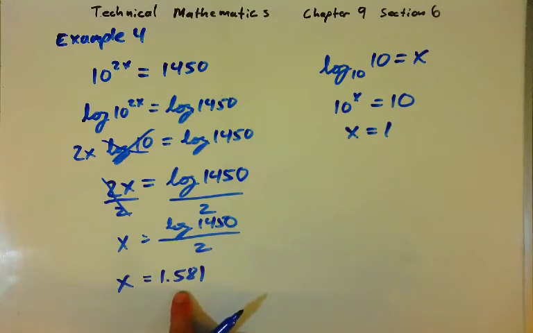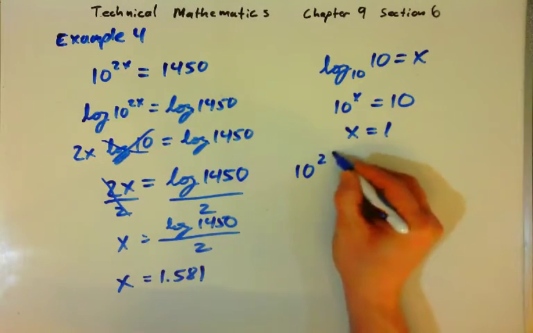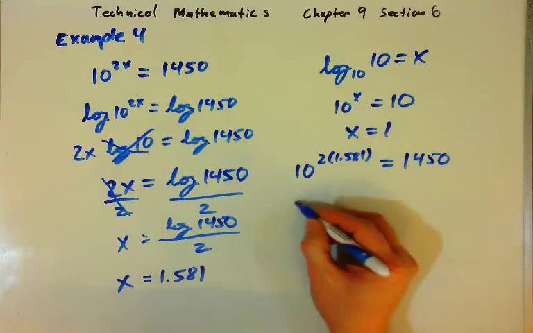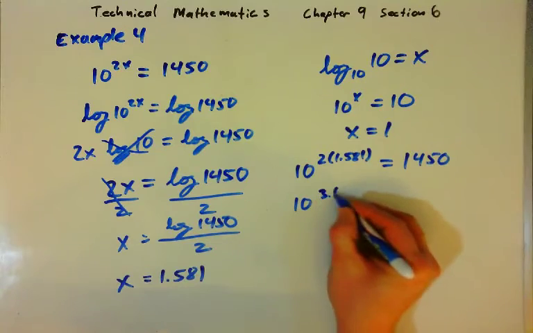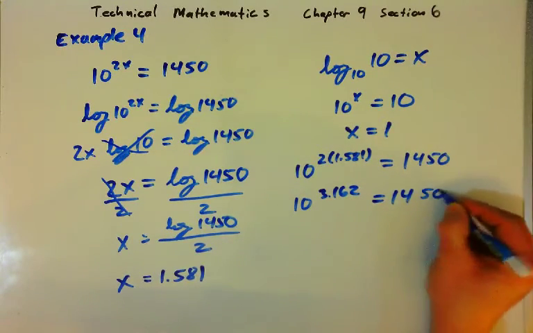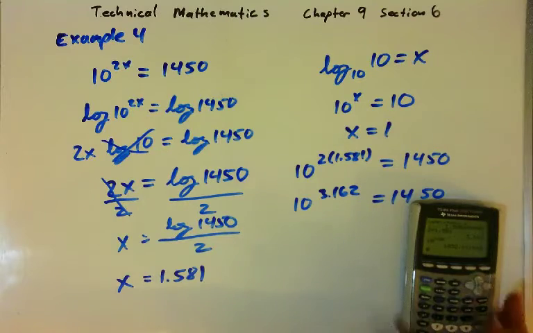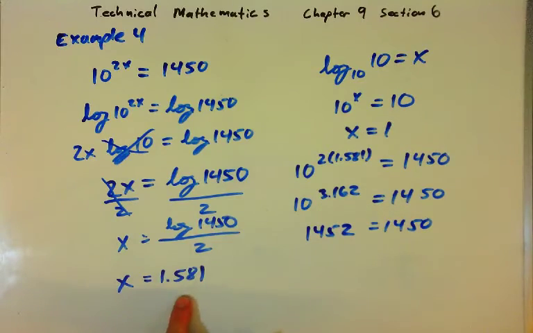1.581. And again, it wouldn't hurt for us to check our answer. So we'll plug in 1.581 back in for x. We have 10 to the 2 times 1.581 power is equal to 1,450. And so 10 to the, let's multiply first. 2 times 1.581 is 3.162. This should be equal to 1,450. So now we can work out the exponent. 10 to the 3.162 power is 1,452. And of course, because we rounded, our answer is not exactly right, but it's very close.